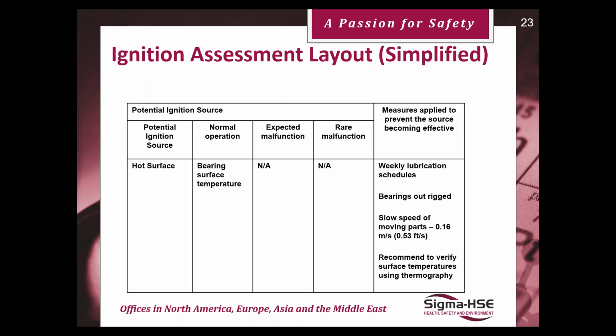So here's just a simplified version of the risk assessment table mentioned in the standard. Typically you outline your ignition source, and then you outline the scenario, so bearing, surface temperature. Of course this is very simplified, and then you outline what measures you have in place. So you lubricate it, you have general maintenance, you may have the speed of it, and there might be recommendations to come out of it.